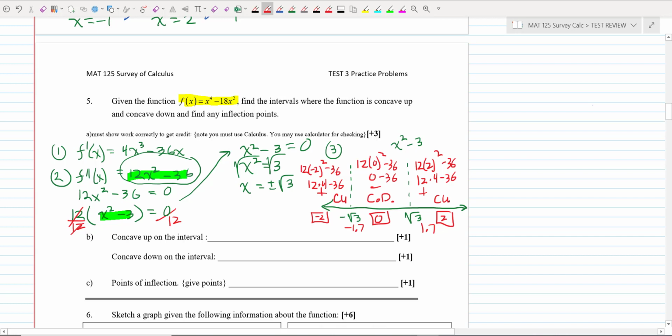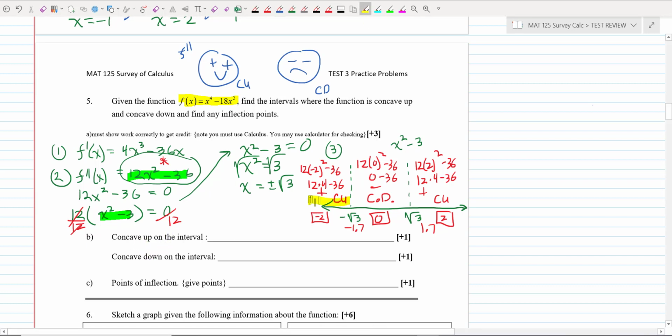Okay? So it's usually best to just plug right into the second derivative. This one doesn't factor, so it's just as well to plug in there. And a couple of things I want to remind you of: when you're dealing with the second derivative, you have the happy guy, you're concave up. You have the sad guy, you're concave down. All right, so now we're ready to answer our questions.